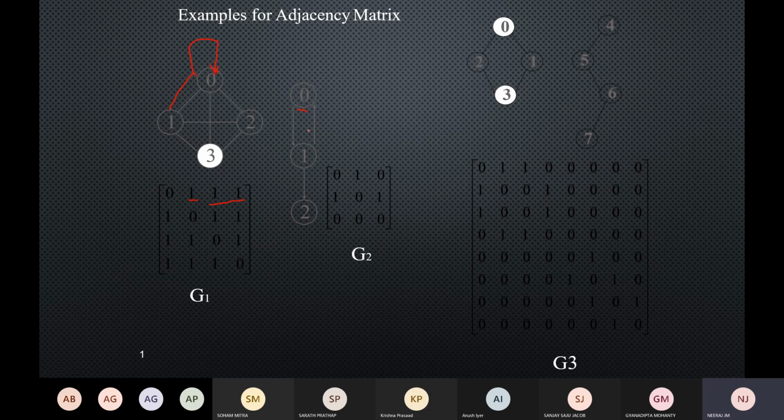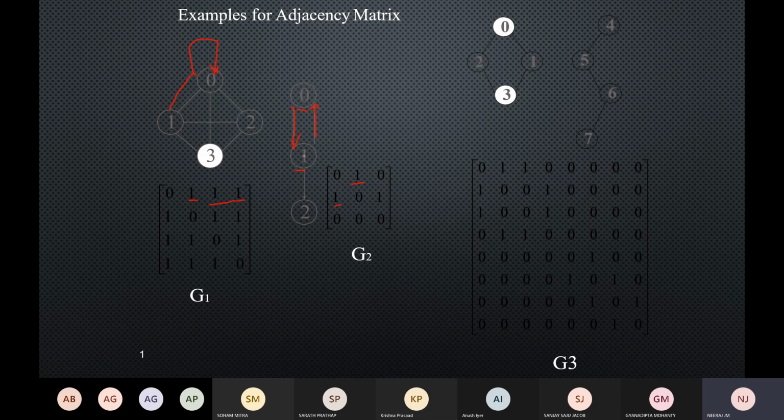So if you see here 0 and 1, 0 is connected to 1. Why? Because this arrow is pointing towards 1. That's why you put it as 1. Is 0 connected to 2? No, you can see no line. Is 1 connected to 0? Yes, because this line is connected to 0 in the directed graph, because 1 is pointing towards 0.